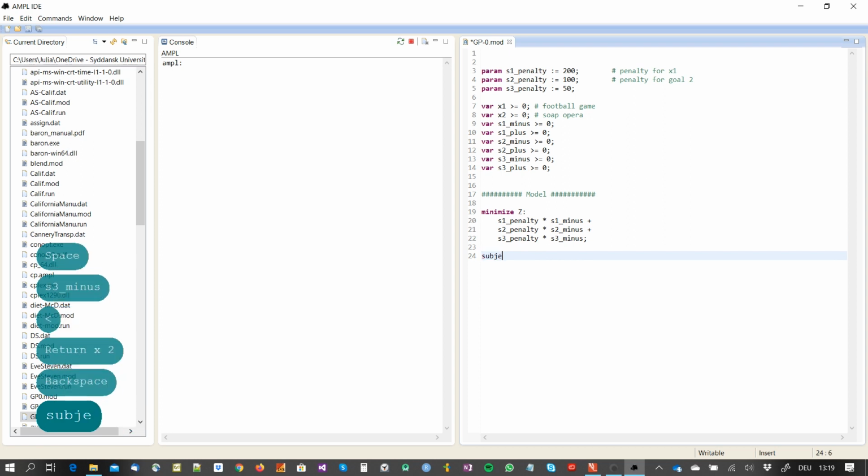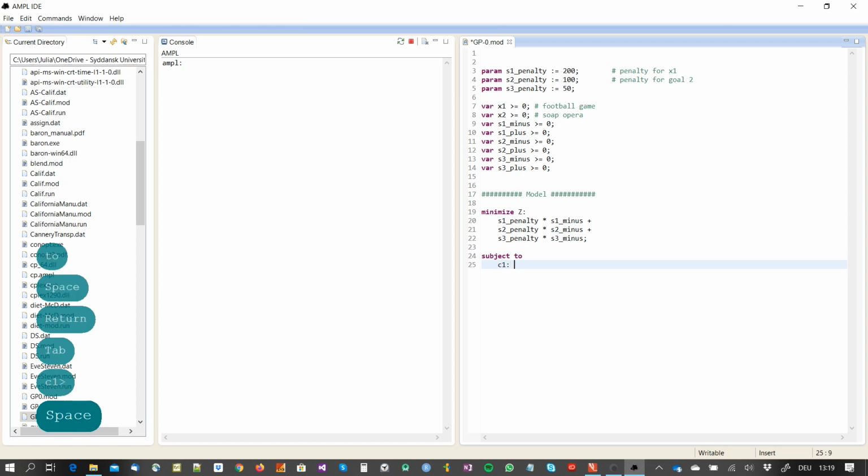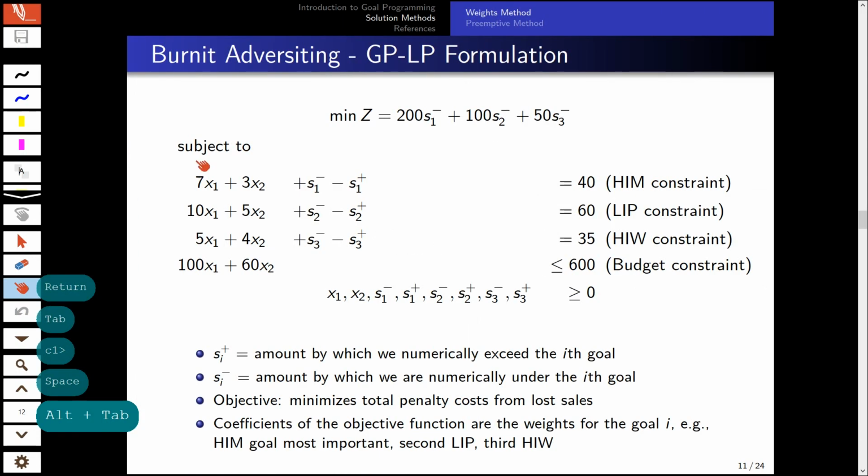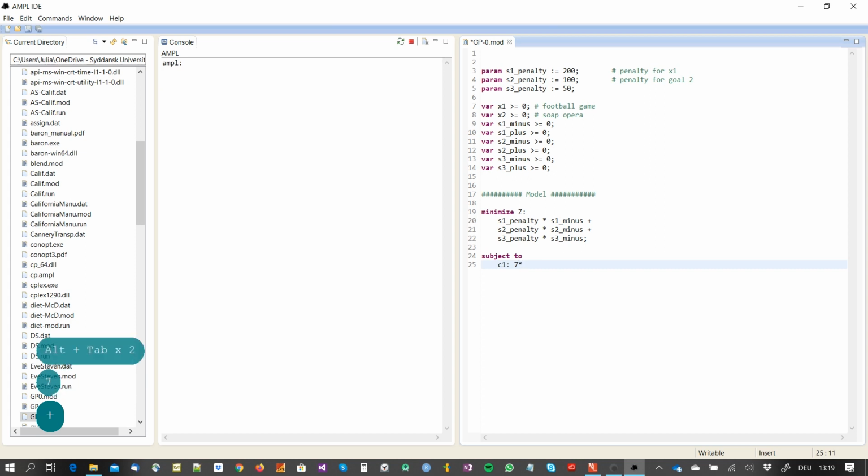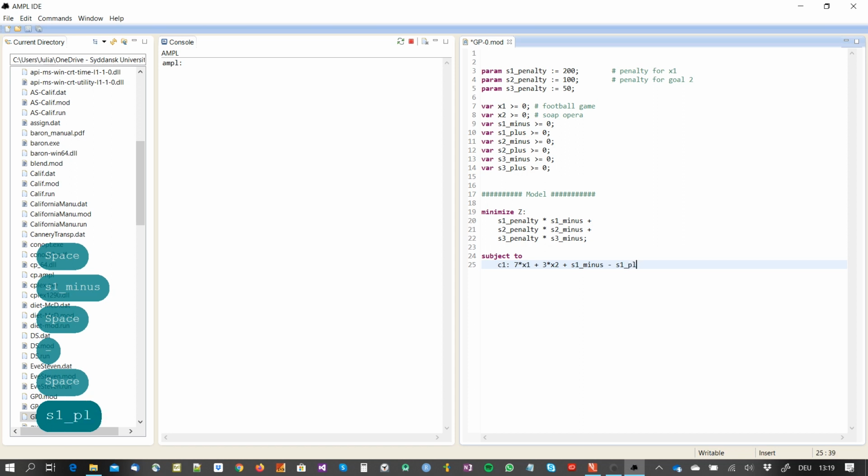Now we have some constraints. So we have subject to. First constraint, C1. And as I said, now we introduce the coefficients directly in the model. That is not very elegant, but it shortens things a little bit. So this is our first constraint that we need to plug in. So it's 7 multiplied by x1 plus 3 multiplied by x2, and now plus S1 minus and minus S1 plus, and this should be larger or equal to 40. So that was the goal of the high-income men.